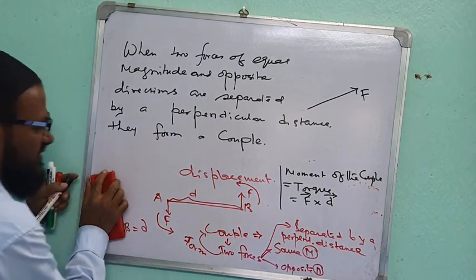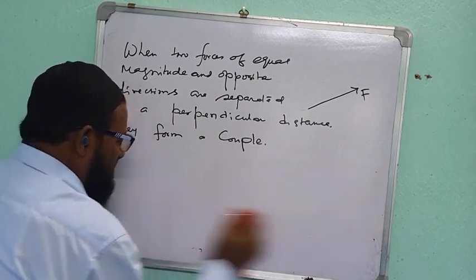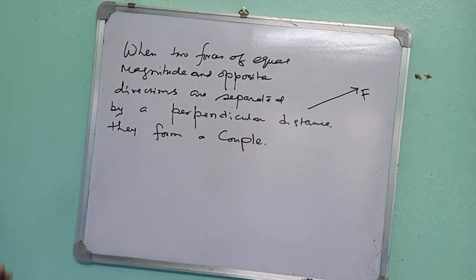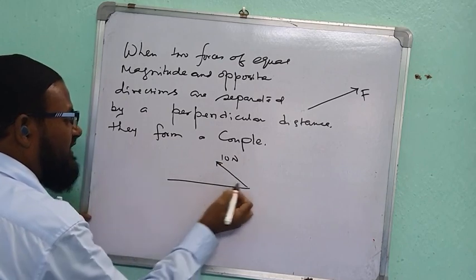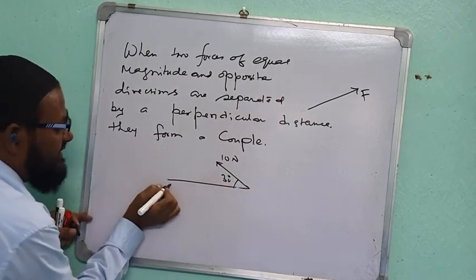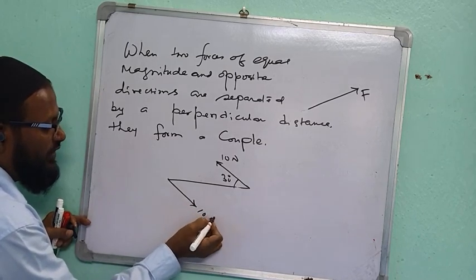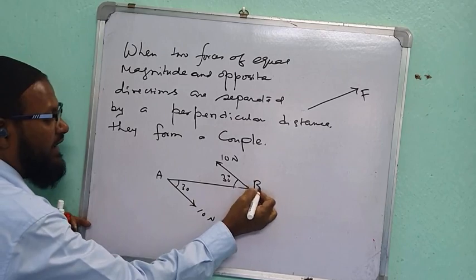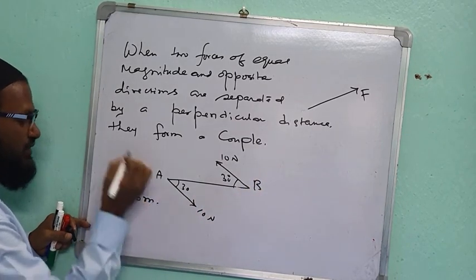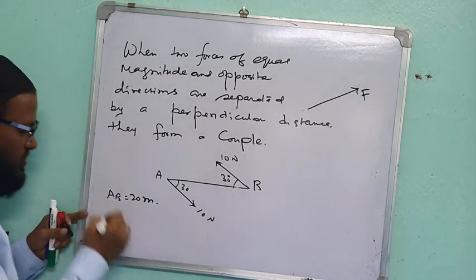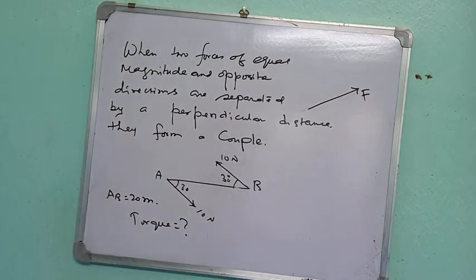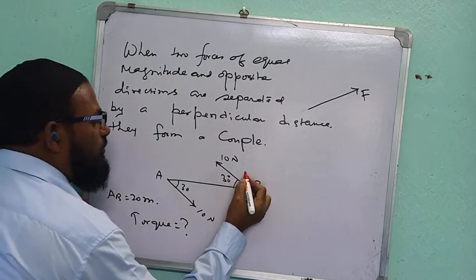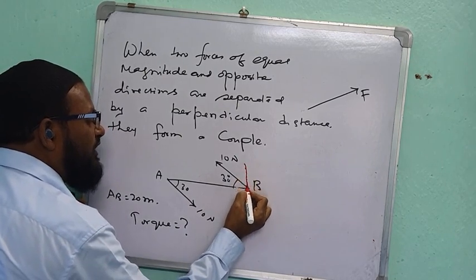Another thing. Suppose in this case, a force like this is placed here, this is 10 Newton, this is 30 degree, and this is also 10 Newton, and this is 30 degree, and this AB, AB equal to 20 meter. Now, what is the torque? Direct torque we have to calculate. What is this component of 10 Newton?